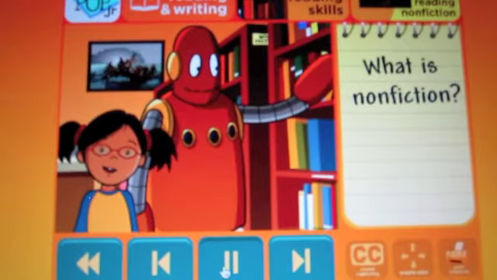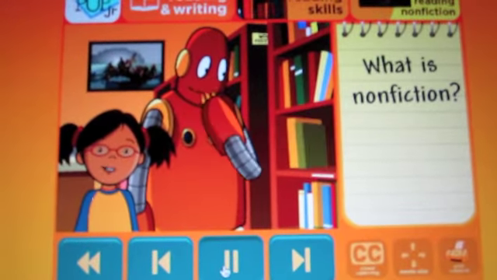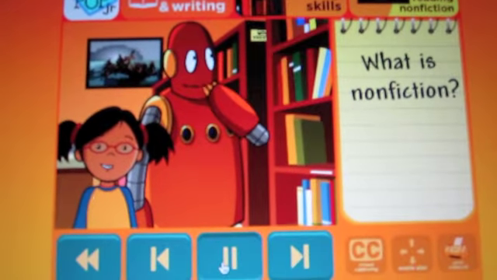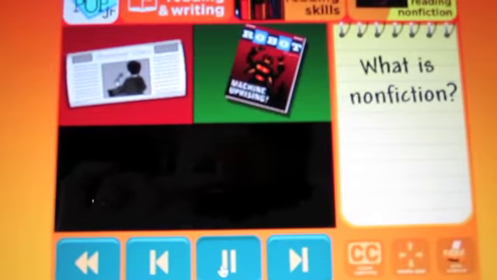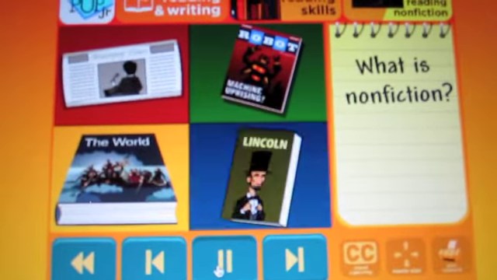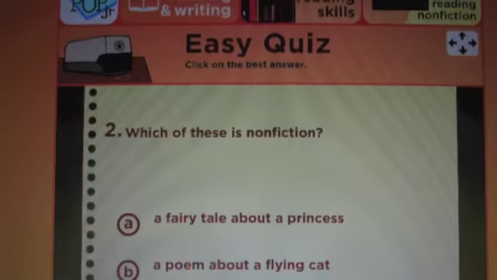Nonfiction writing is about real people, places, or events. It shares information and facts to help explain things. Newspapers, magazines, and textbooks are all kinds of nonfiction. And biographies are nonfiction books that tell you about someone's life.